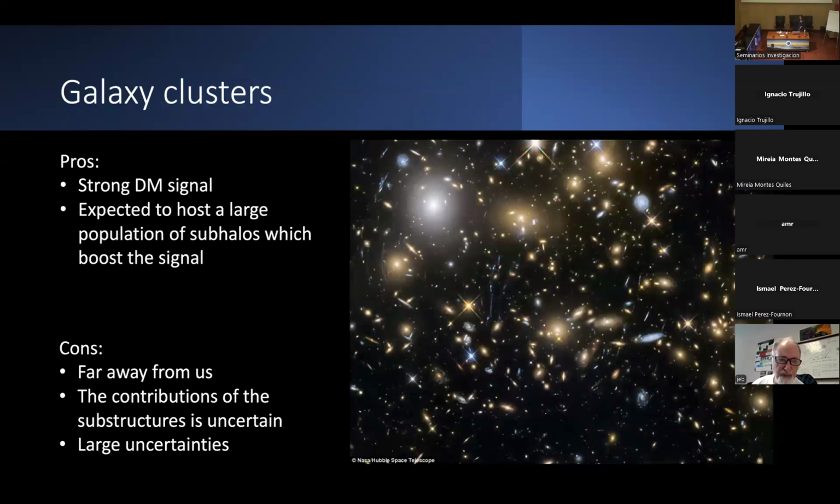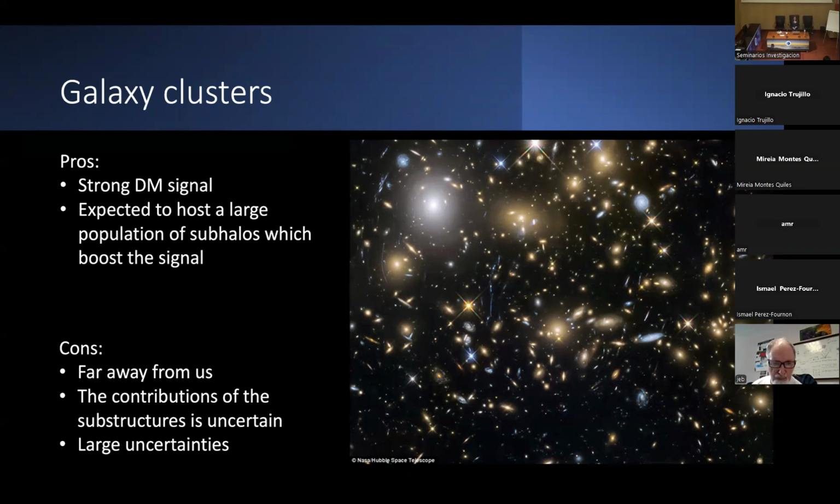And then you have galaxy clusters. Galaxy clusters have a lot of galaxies, and that means a strong dark matter signal. Also, galaxy clusters are expected to host a large population of subhalos, and that boosts your signal. But the problem is that they are far away from us, typically further than the dwarf galaxies that we consider. And also the contribution of the substructures is sort of uncertain, so that adds a level of uncertainty to your analysis.